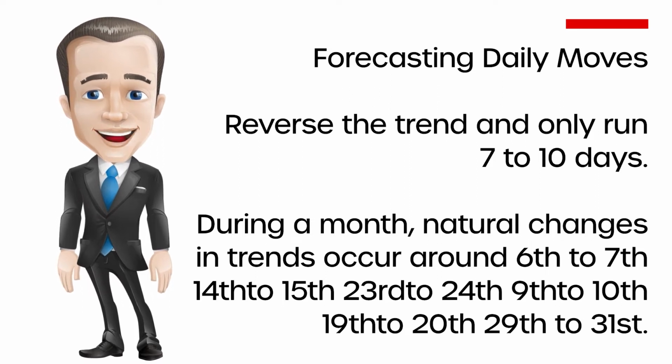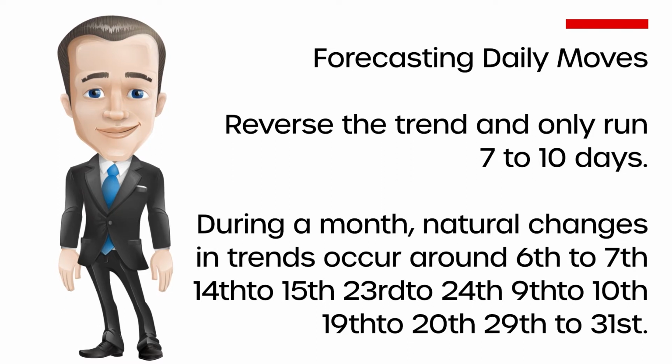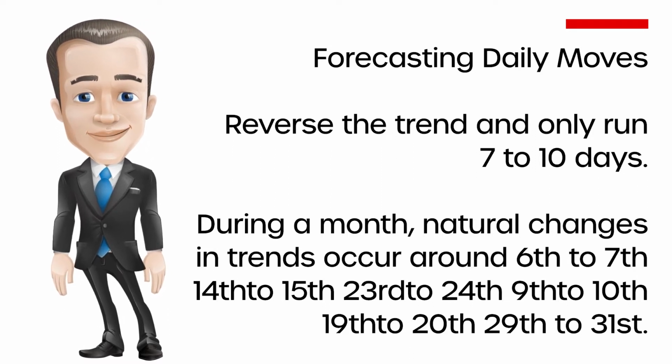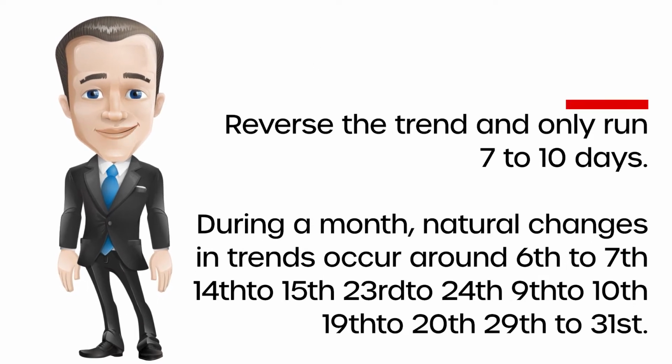During a month, natural changes in trends occur around the 6th to the 7th, 14th to 15th, 23rd to 24th, 9th to 10th, 19th to 20th, and 29th to 31st. Those minor moves occur in accordance with tops and bottoms of stocks.